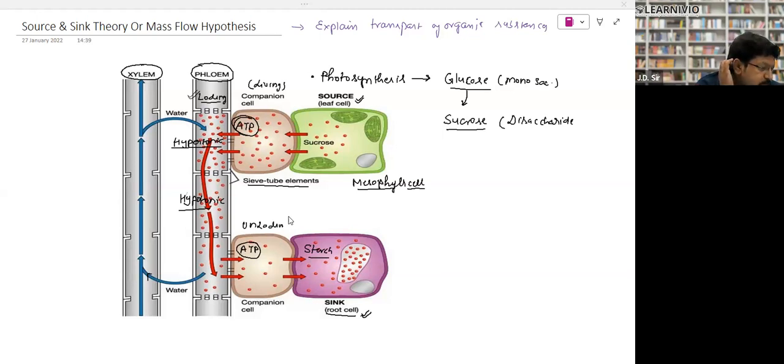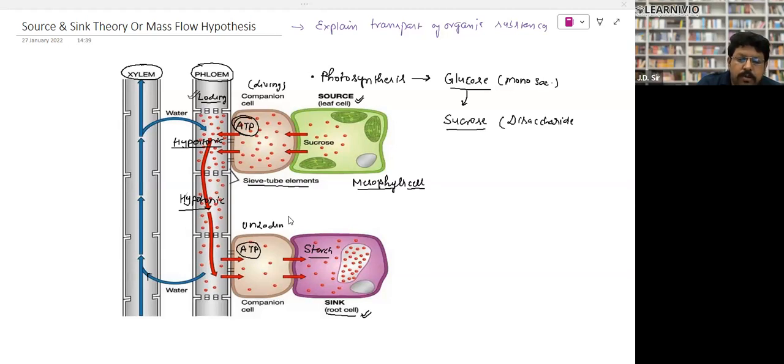Movement of water takes place from nearby xylem cell to tracheid element by the process of osmosis. Full stop. Next point.